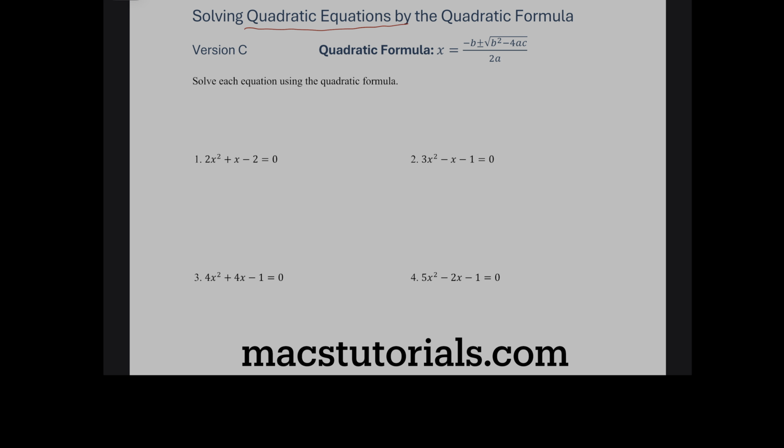This is the big one, okay? And this is the big quadratic formula: opposite of b, plus or minus the square root of b squared minus 4ac, all over 2a. All right, and so hopefully after doing version A and B, you've got that memorized or feeling good about it. This is version C.